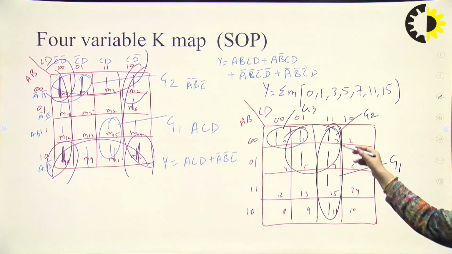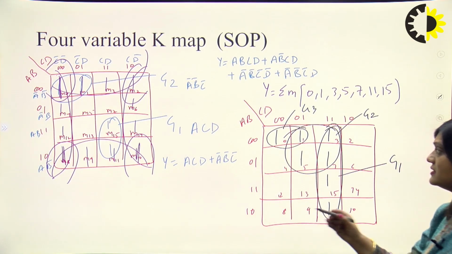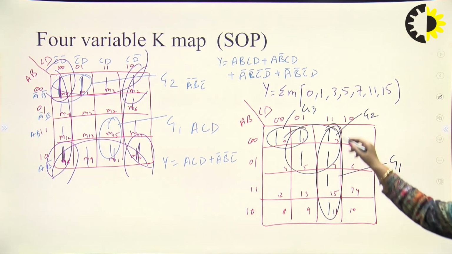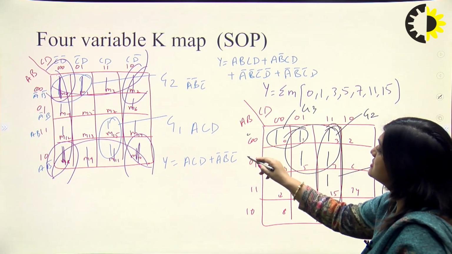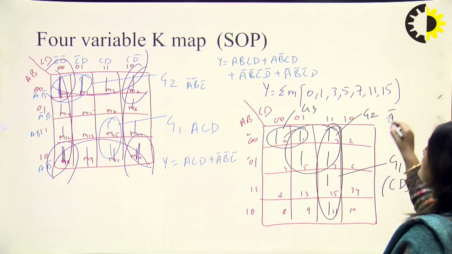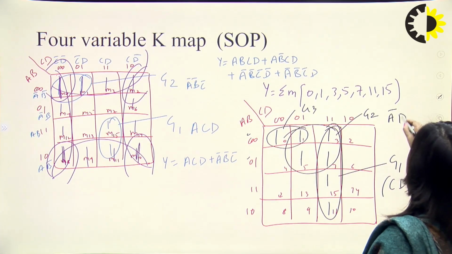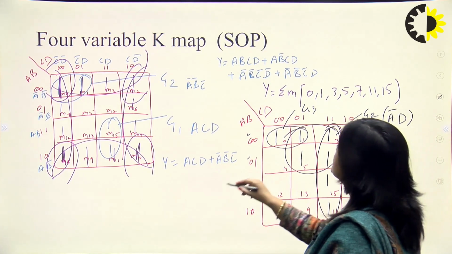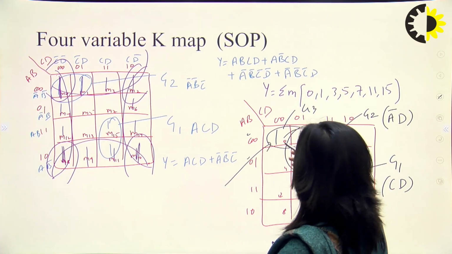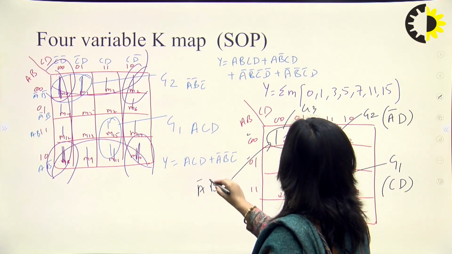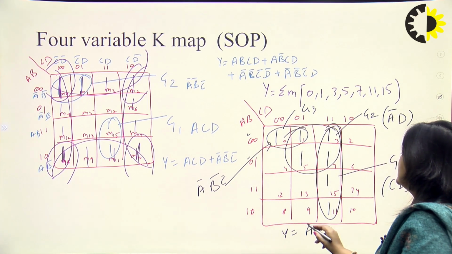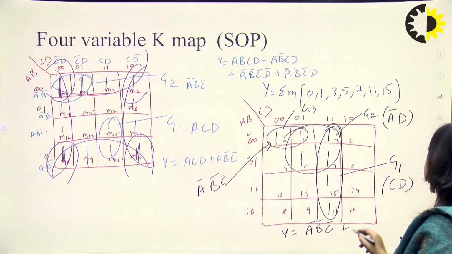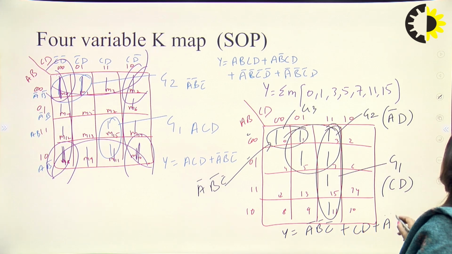G1, we can see all these 4 ones, they have different rows, and there is nothing common in these rows. And from the column we are getting 1 1, that is equal to CD. And from G2 we can see from these 2 rows we are getting this 0 as common, that is equivalent to A bar. And from the column we are getting the A bar D. And in this group we can see for this A bar, B bar, and from the column we are getting the C bar. So final answer is this: A bar, B bar, C bar plus CD plus A bar D.